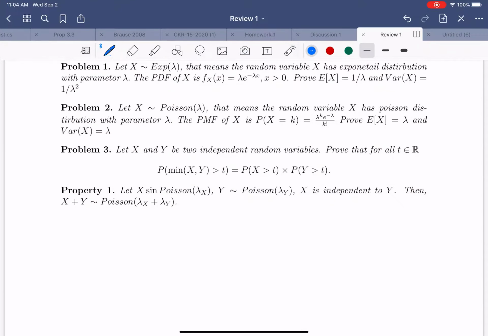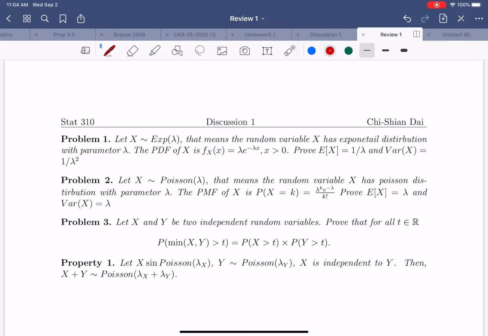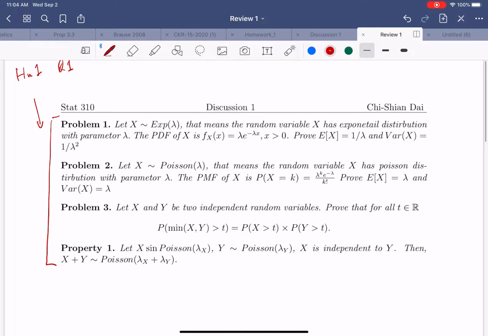Okay, let's go through the review one. First, I have to say these four are related to the homework one, question one. Okay, and in problem one, we have the exponential distribution. Here is its PDF, and we want to find its mean and variance.